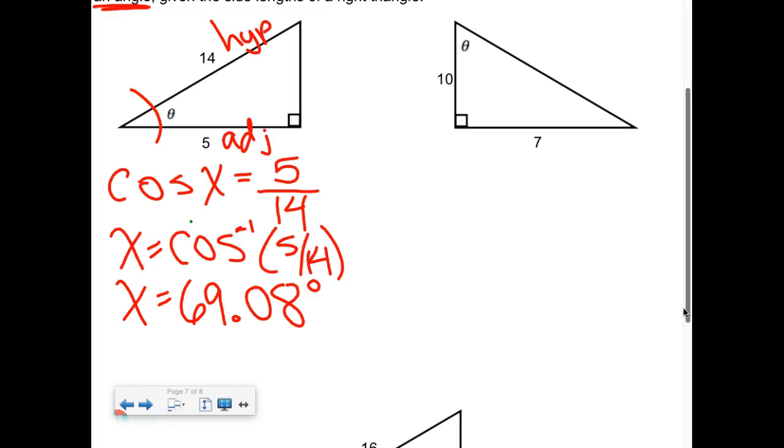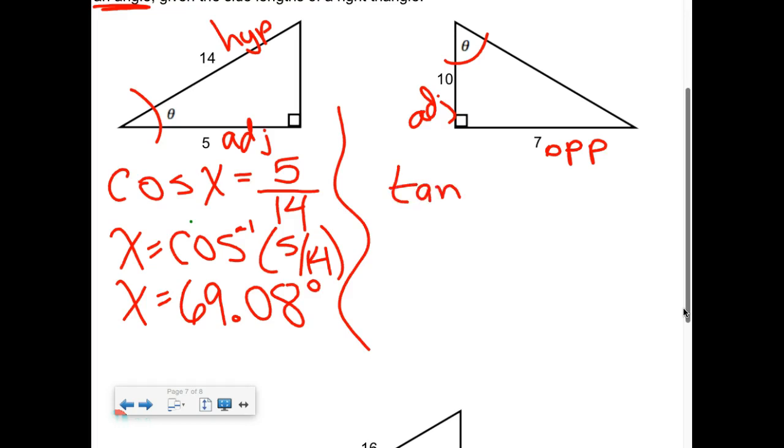Okay. Let's do the next one. This time our angle is up here. So that means we have the adjacent and we have the opposite. If we have adjacent and opposite, that means we're going to use tangent. So I'm going to have the tangent of, we don't know the angle, so I'm going to use an x. And remember, it's TOA, so it's opposite over adjacent.